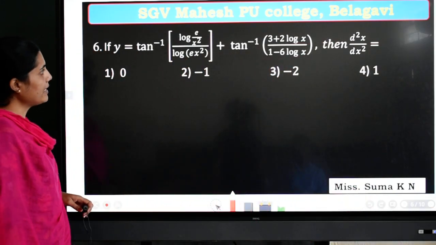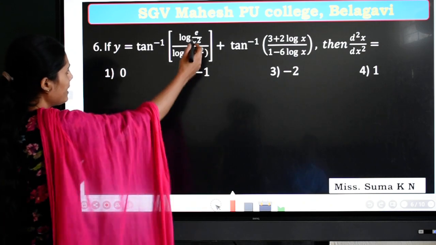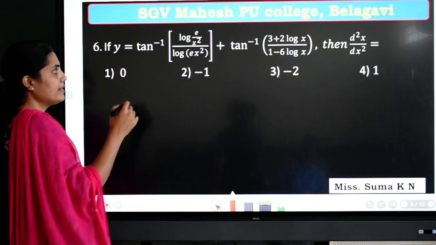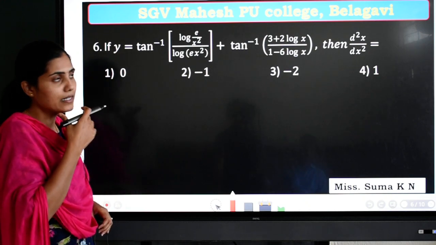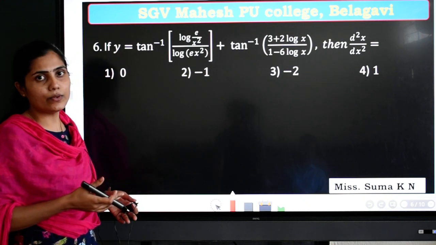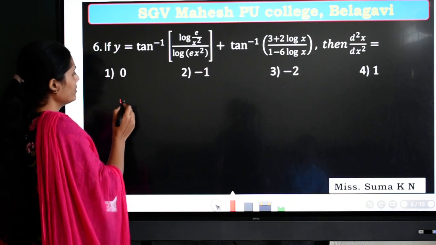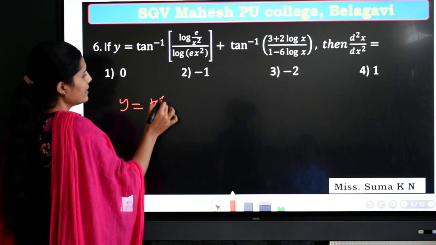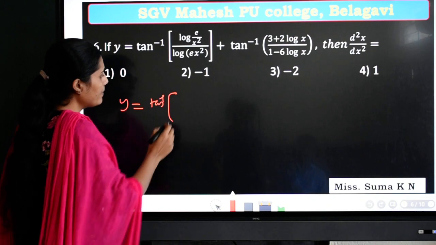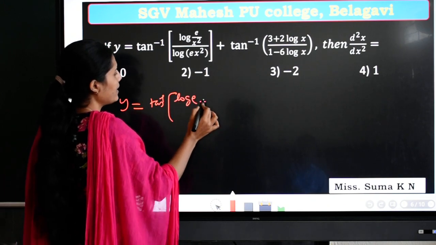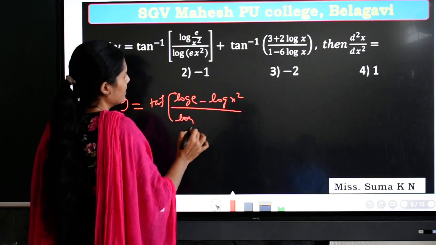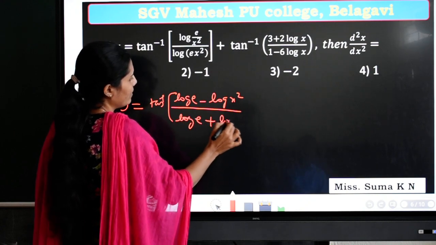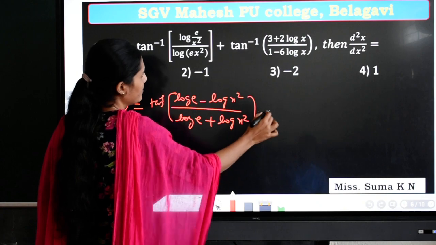Y is equal to tan inverse of log e by x square divided by log e into x square. You know, by the property of logarithms, log a by b is what? Log a into b is what? Okay, y is equal to tan inverse of log a by b. I will write this as log e minus log x square divided by log e plus log x square.